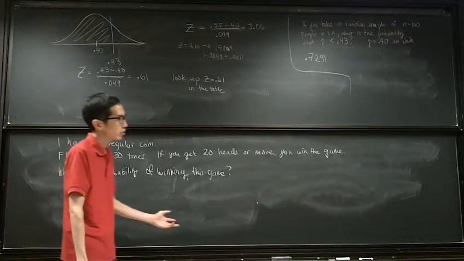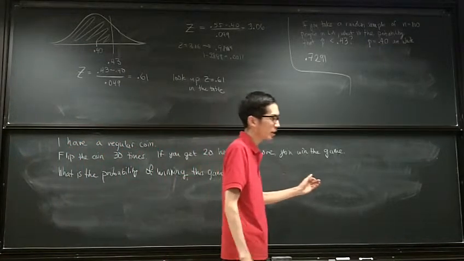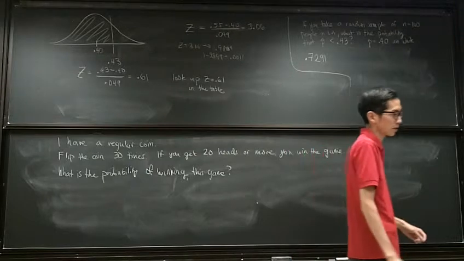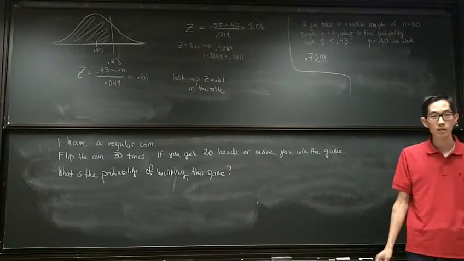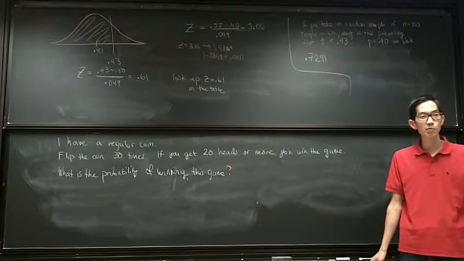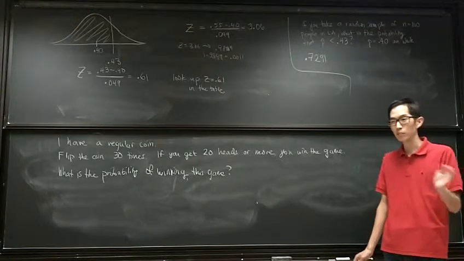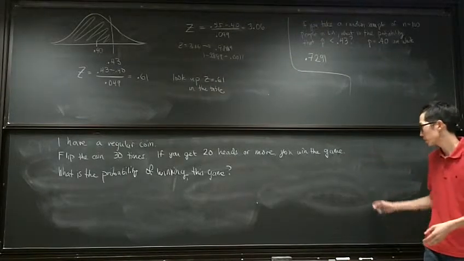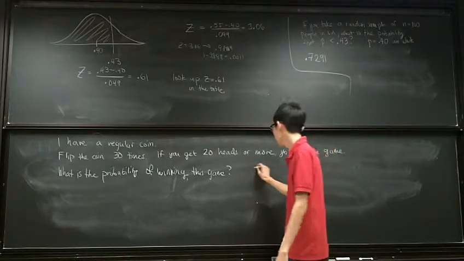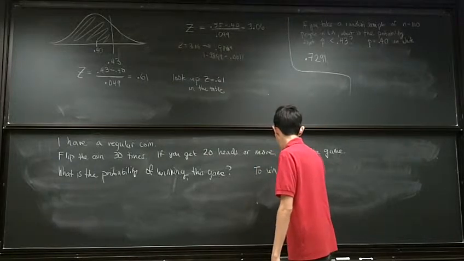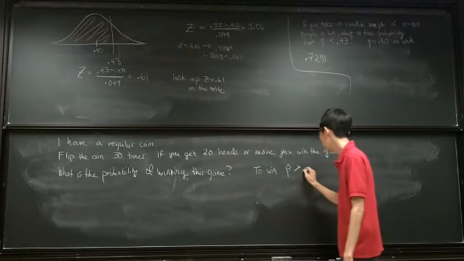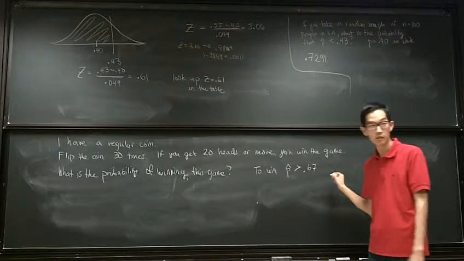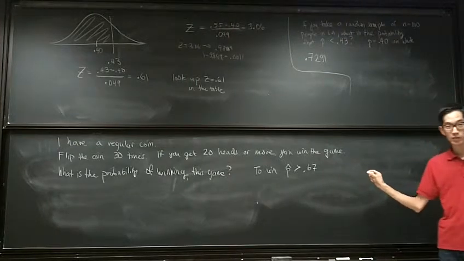What are we dealing with here? What proportion heads do we have to get in order to win? 20 out of 30. My p hat has to be what? 20 out of 30 or greater, like 0.66 or 0.67 or higher, right? So to win, p hat has to be greater than 0.67. Let's just say that. Is that good?